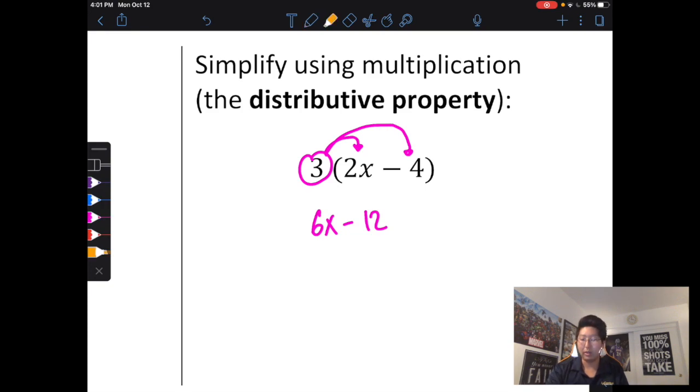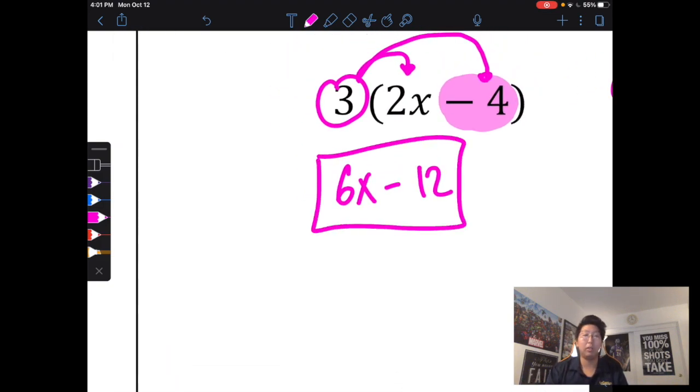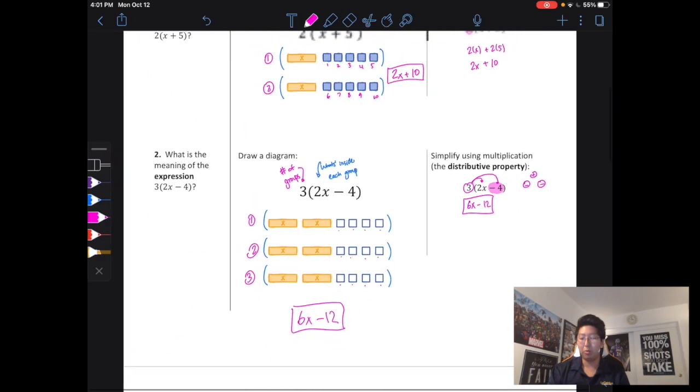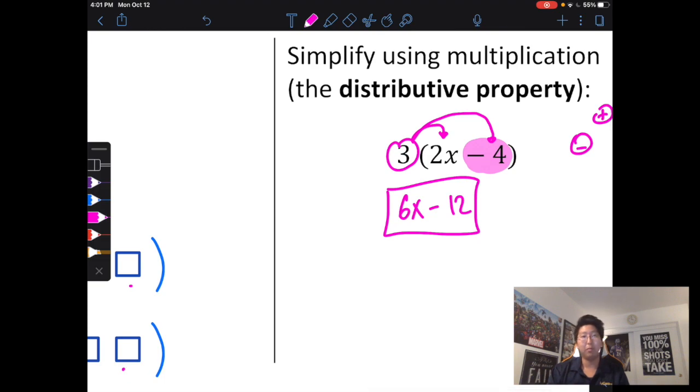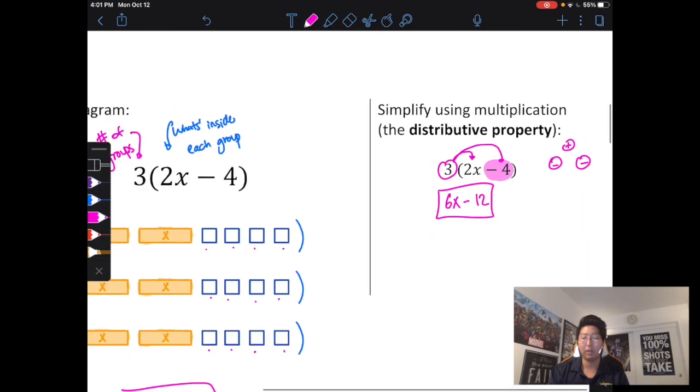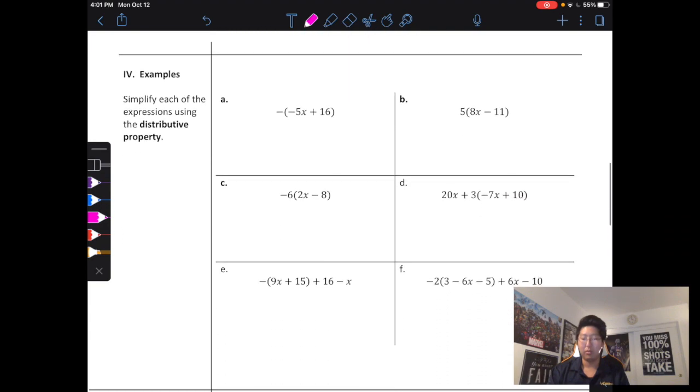Please do not forget that you include the sign in front, just like we do when we combine like terms. So it's going to be 3 times negative 4. If you forget, a negative times a positive is a negative. So our answer is going to be negative. So we get negative 12. 6x minus 12 is our answer. So the distributive property, we're going to take our first number outside the parentheses and multiply it by all the terms inside. Okay? So here are some examples.